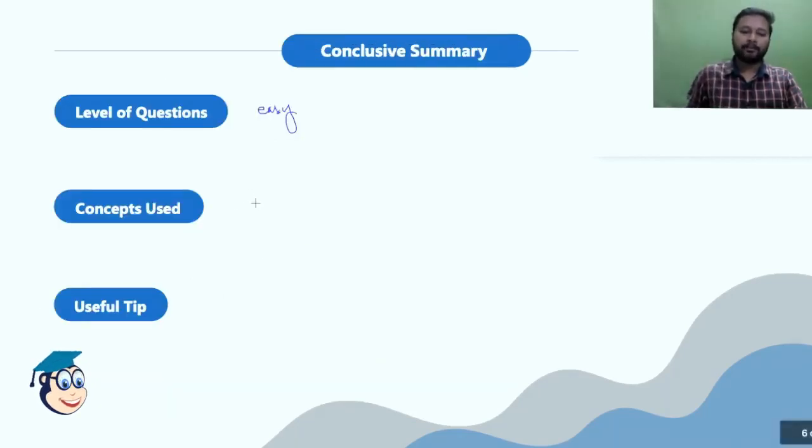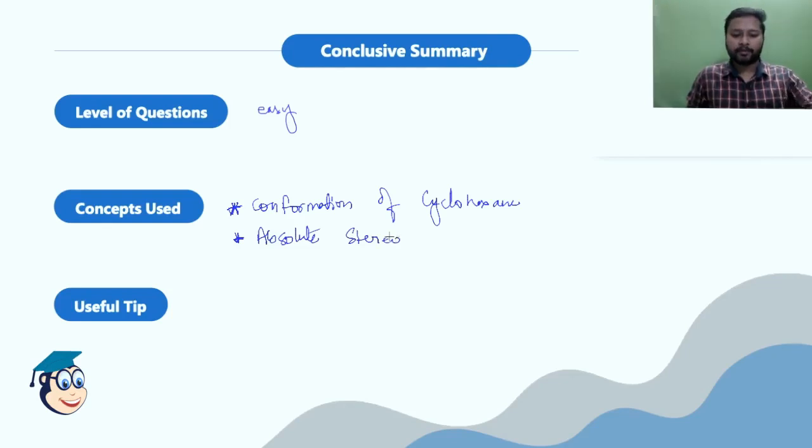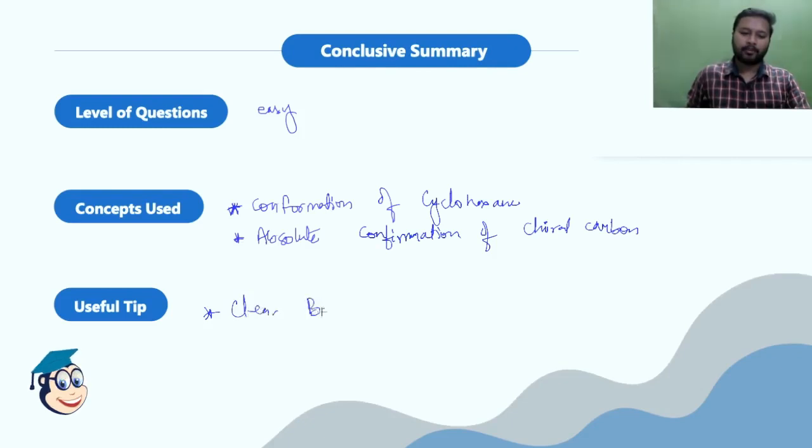The first concept which is used is conformation of cyclohexane. You should know about this. This concept was used in the first and the third question. Whereas the second question was based upon absolute stereochemistry, or absolute configuration, of the chiral carbon. A useful tip is to clear up all your basics and solve PYQs to get a good idea of this particular topic. So that's all from my side.